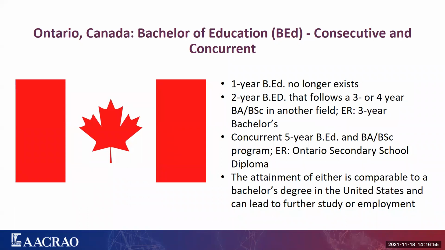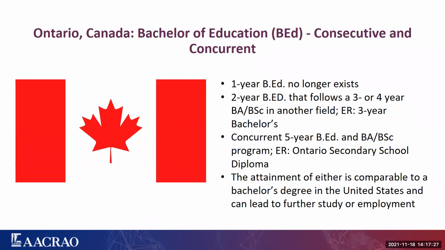The Bachelor of Education concurrent degree, as it says, means that both the Bachelor of Science or Arts and the Bachelor of Education are completed concurrently. Typically it may take between 5 or 6 years of study. And the entrance to this concurrent program is based on completion of upper secondary school in Ontario, validated by the Ontario Secondary School Diploma.